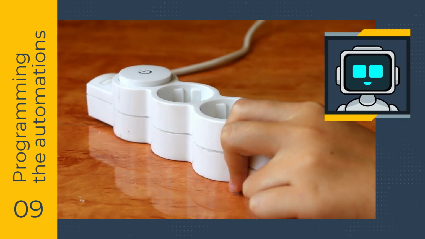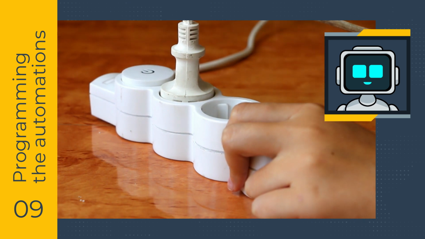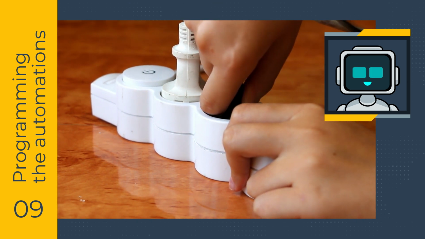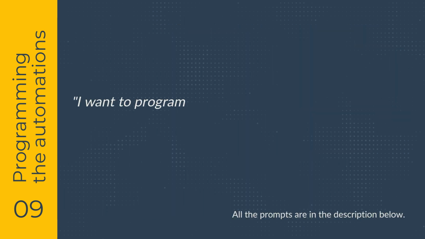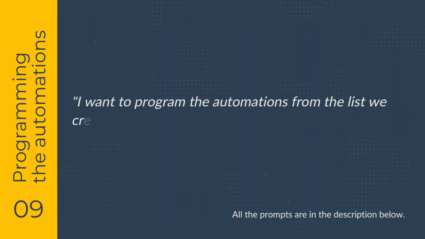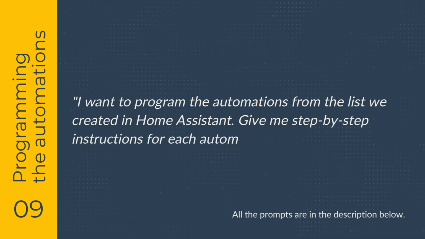Finally, after you've bought your devices, initialized your hub, and connected all the devices, you'll want to program the automations. Let's use Home Assistant as our example ecosystem. I want to program the automations from the list we created in Home Assistant. Give me step-by-step instructions for each automation.